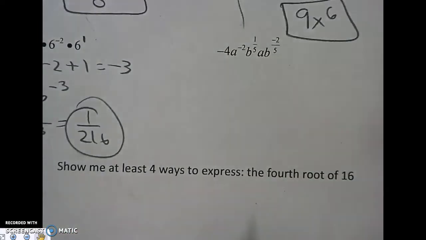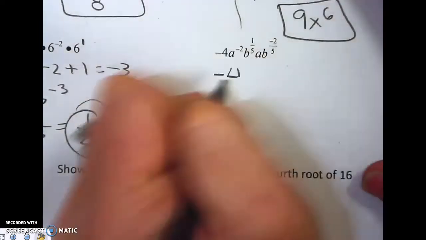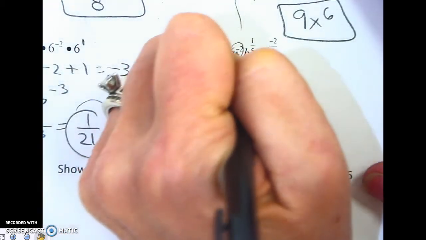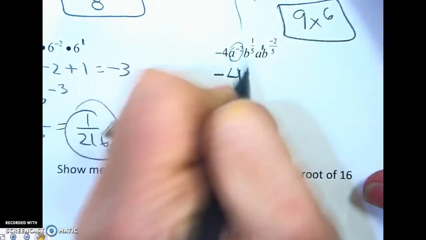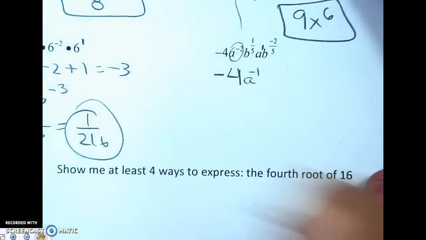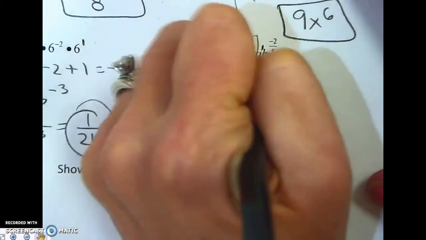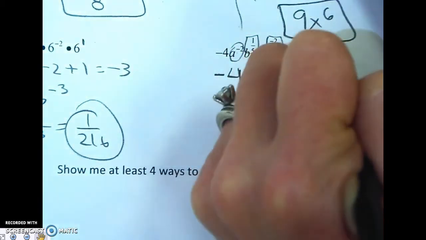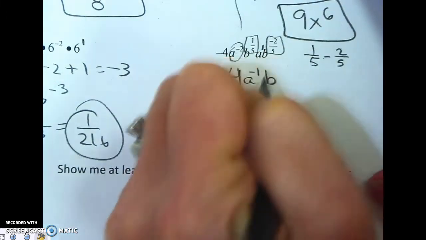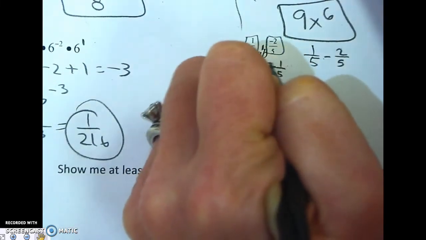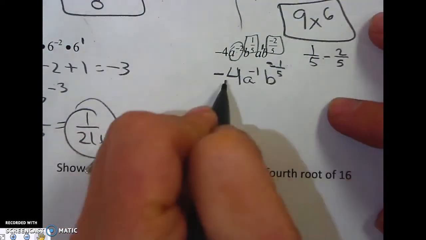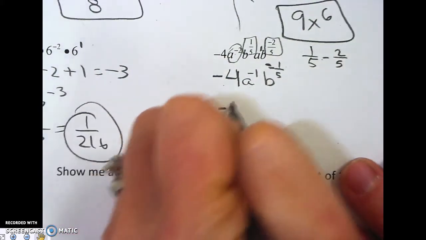Okay. I see a negative 4. Bring it down. I look at the a's now. Negative 2 and 1. Negative 2 plus 1 is negative 1. And then I have 1/5. Take away 2/5. Or subtract, whatever. And that's negative 1/5. So that's what I have so far. Now, if it's a negative exponent, not a negative number, I move it down.